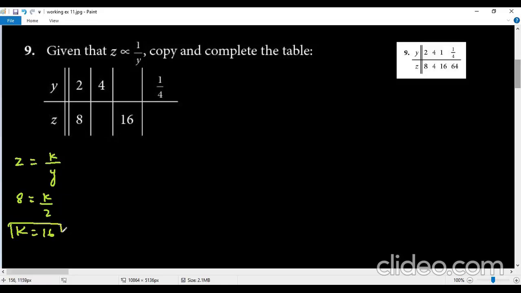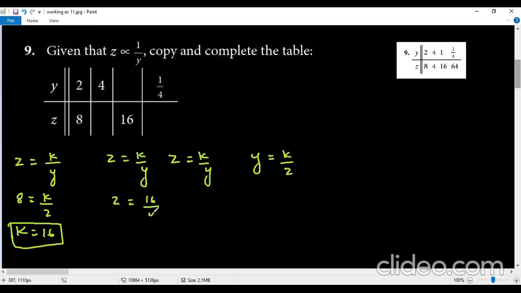So now we know the value of k. We need to find z. That means z equals k over y. I will write z, and I will write y we need to know. So y equals k over z. So these 3 things we need to find out. So first we'll go for finding out z. So z equals k, which is 16, when y is 4. So it is going to be z equals 4. So we can definitely write a 4 here.